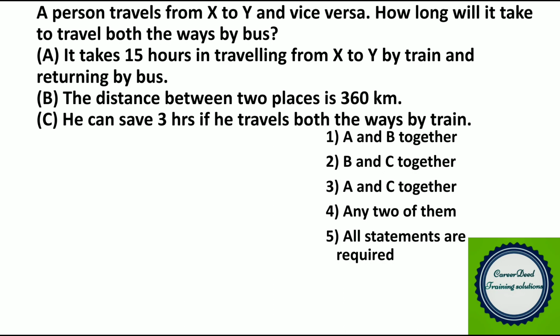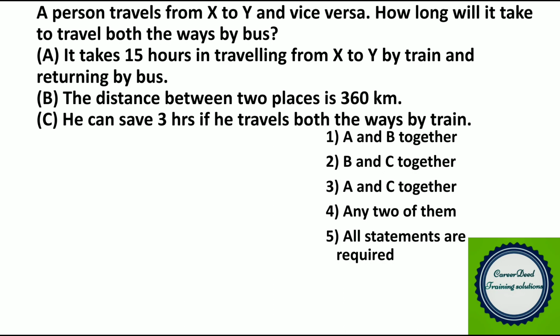A person travels from X to Y and vice versa. How long will it take to travel both the ways by bus? The first statement: it takes 15 hours in traveling from X to Y by train and returning by bus. The second: the distance between two places is 360 kilometer. And the third statement: he can save 3 hours if he travels both the ways by train. So this question is based on data sufficiency. Which of the following 3 statements is sufficient to answer the question?